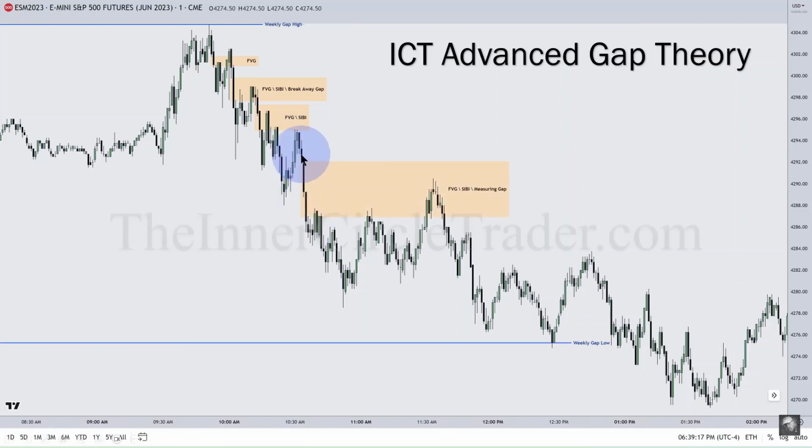And then we have this large gap here, these two down closed candles. That's one big fair value gap in the form of a SIBI. If we were looking at a 2 minute chart, right now it's 1 minute. If you do this on your own charts, look at this area here on a 2 minute chart.